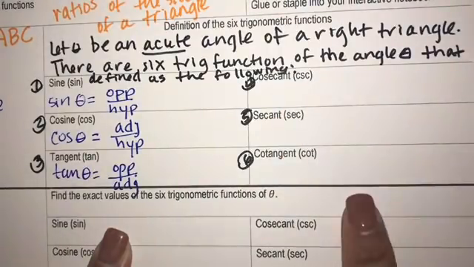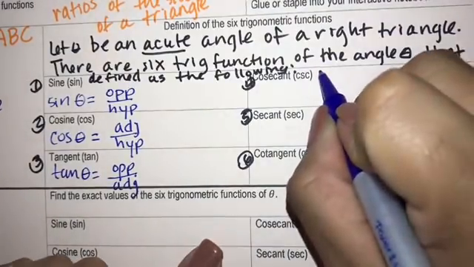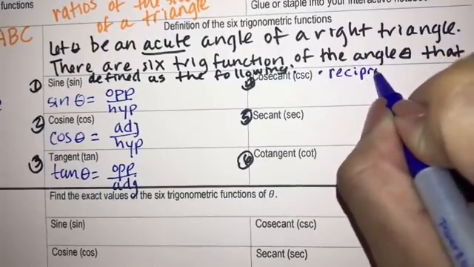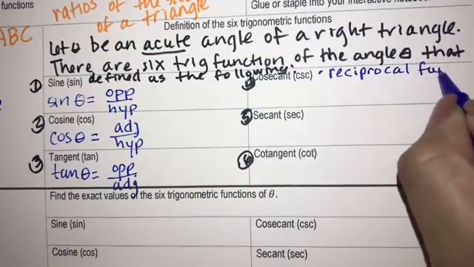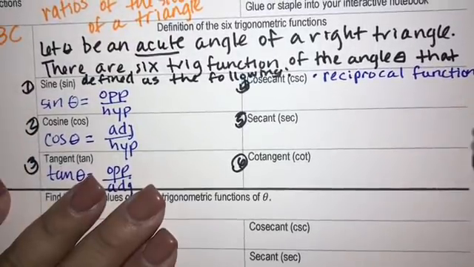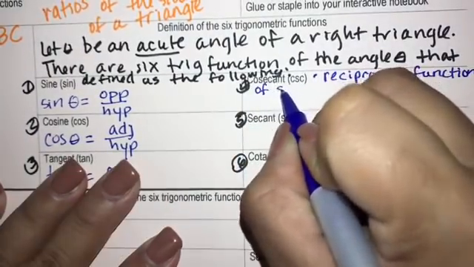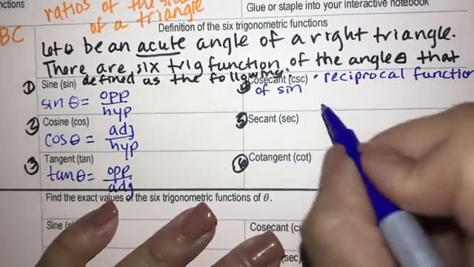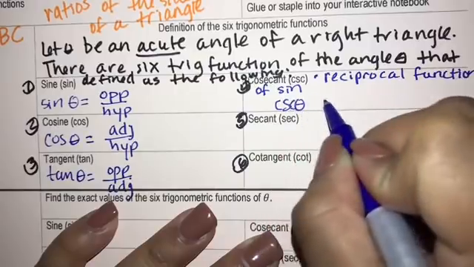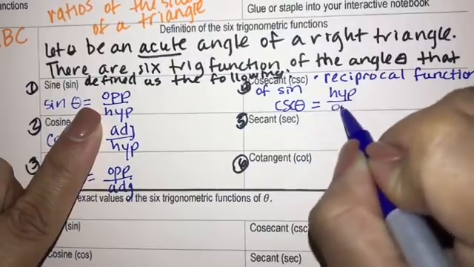So with all that in mind, we now have on the right-hand side 4, 5, and 6, the reciprocals. So you need to know that this is the reciprocal function of sine. And it's going to be cosecant of theta, which is equivalent to the reciprocal, hypotenuse over opposite.